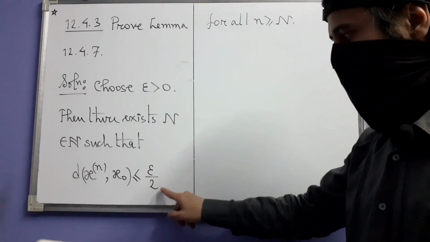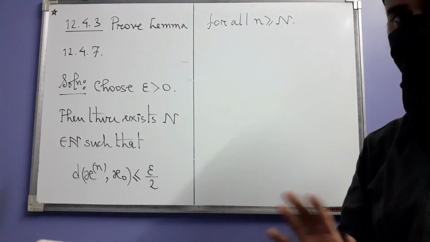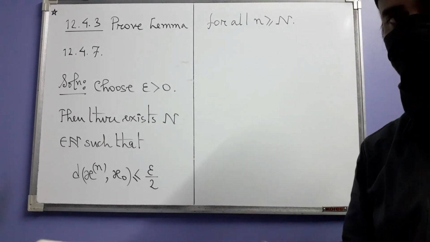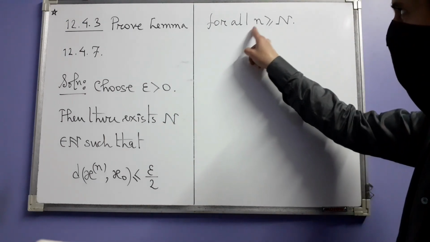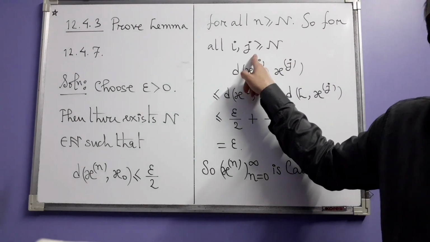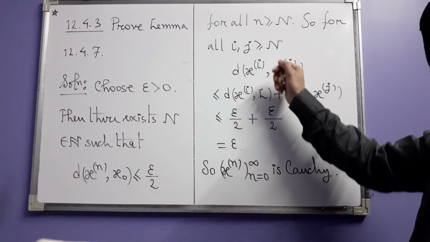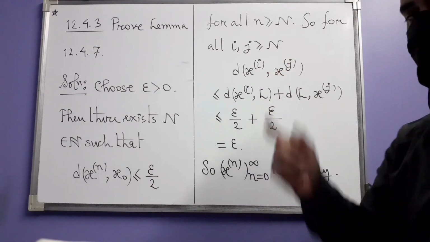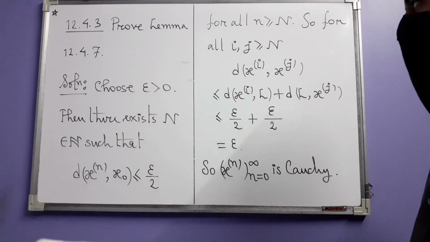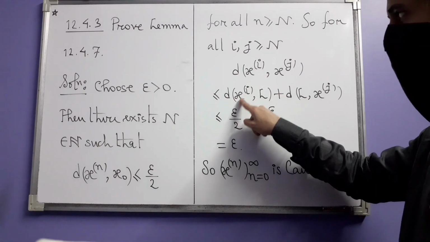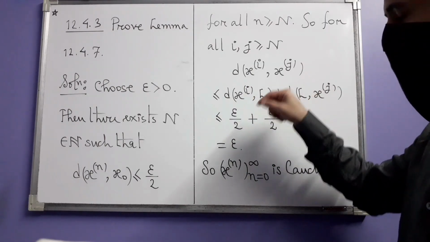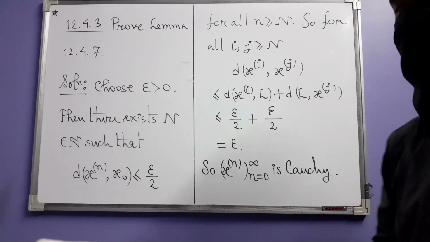This epsilon divided by 2, in its place you can also write epsilon. Nothing will essentially change, but we do so to make things look good. That's just it, for all n greater than or equal to N. So then for any integers i and j greater than or equal to N, we consider the distance between xi and xj, the ith and jth term of our sequence. By triangle inequality, that is less than or equal to the distance between xi and L plus the distance between L and xj. So we bring in L using triangle inequality.